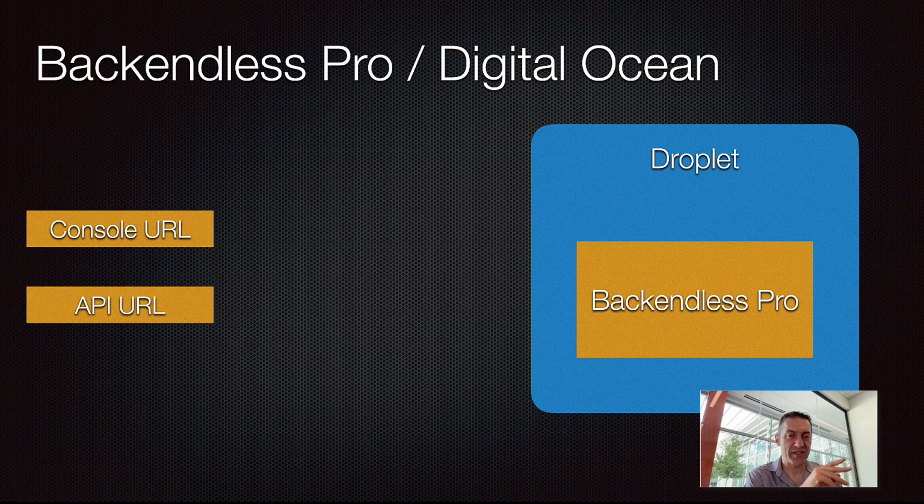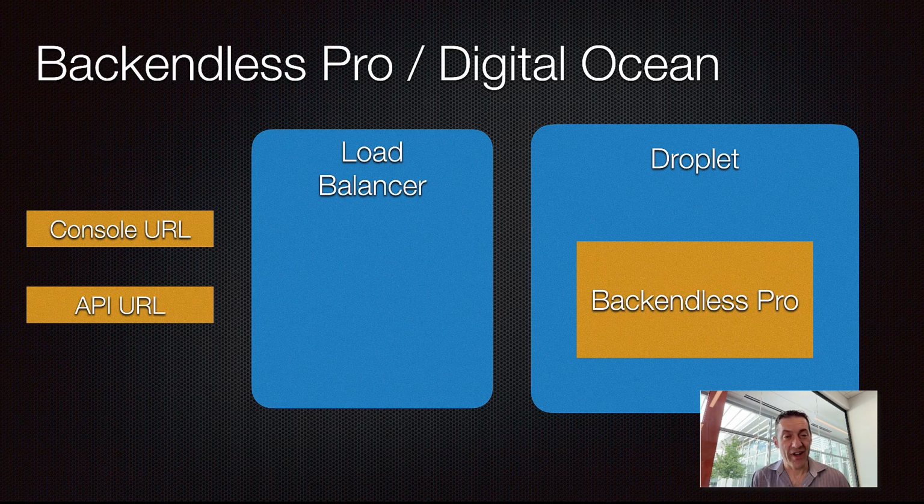They need somehow to reach out and talk to Backendless Pro. And for this, you will be setting up a load balancer in DigitalOcean. Then we will be configuring the domain names to point to the load balancer. And then the load balancer will be configured to point to your Backendless Pro installation. So this is the scope of this video, just getting all of this in place.